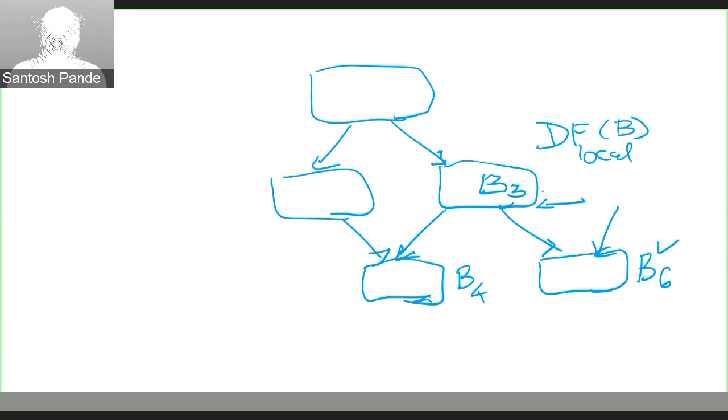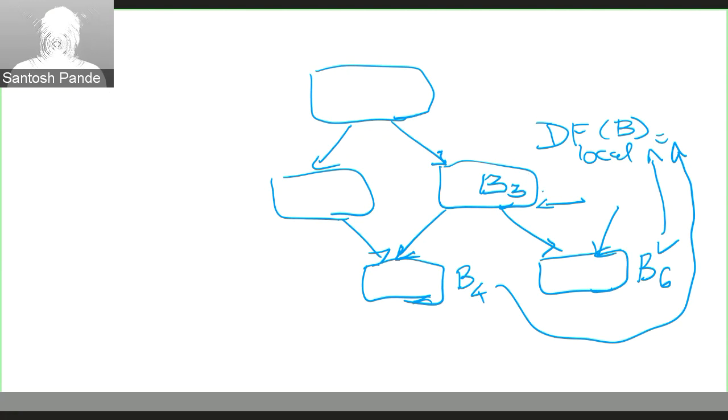So in case of B3, we will look at its successor B6. It is not dominated, it satisfies this definition of dominance frontier. We'll include this into this particular set. Similarly for B3, we'll look at B4, which is where the region of my domination just ended. So I look at my successor, and that certainly satisfies the definition of dominance frontier. And so even B4 will be included as well here. So we'll have B4 and B6 included in the DF for B3.